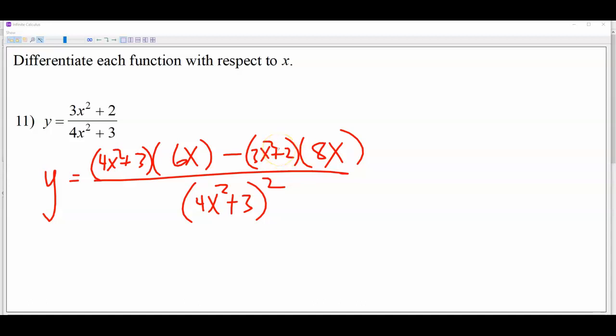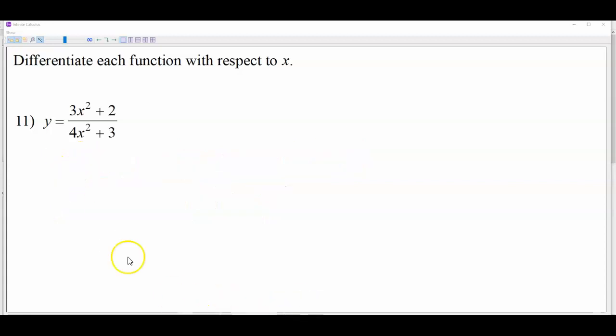Just want to make sure you guys know how to do the quotient rule. Forgot my prime there. Don't forget your prime. All right. Go ahead and move on to the next one.